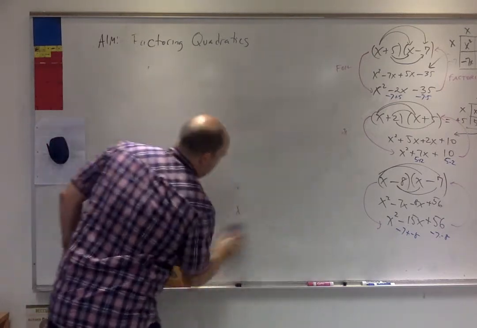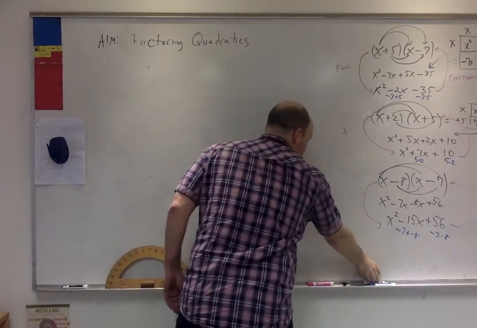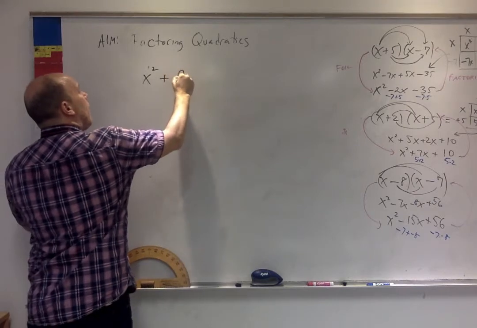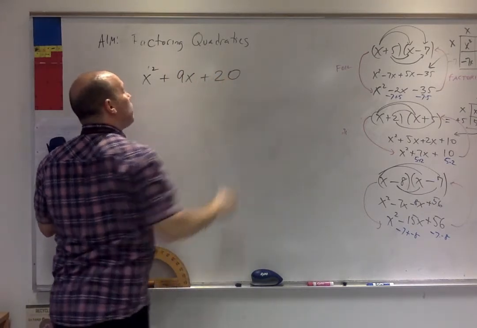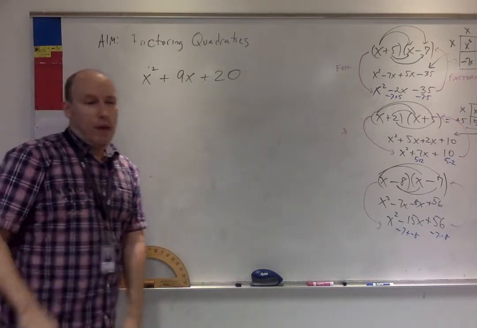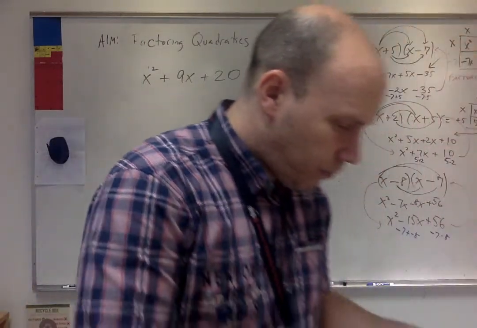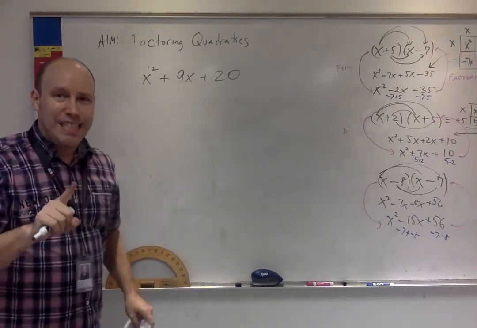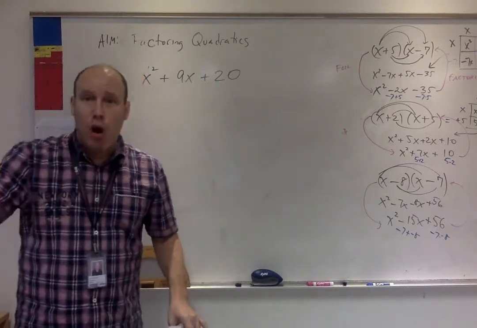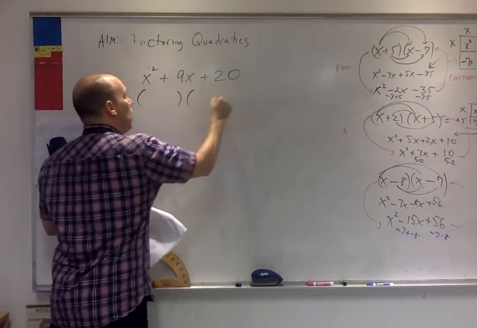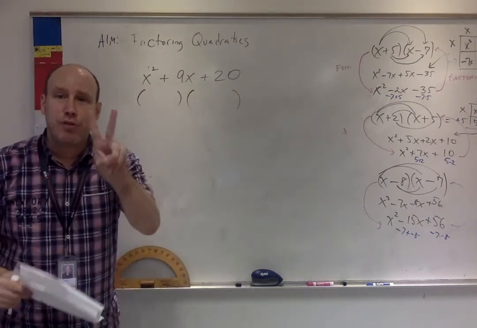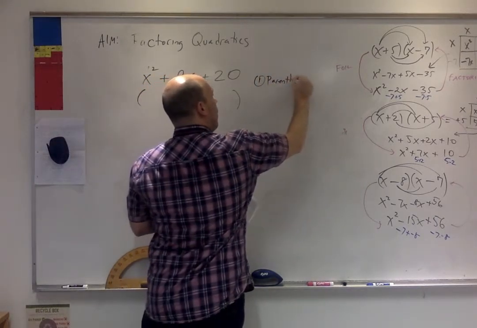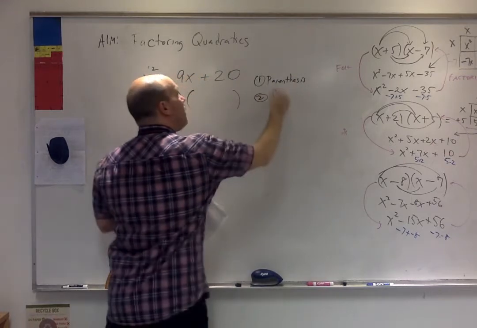Okay, let's start with something basic. How about x squared plus 9x plus 20? Step 1, write the parentheses down. If I tell you to factor a quadratic, you know they get the parentheses. Step 2, put in the x's.